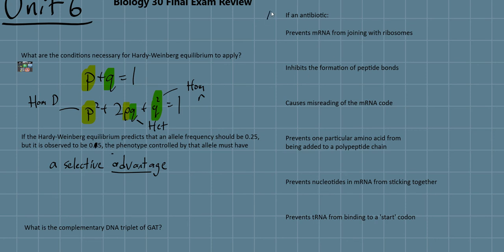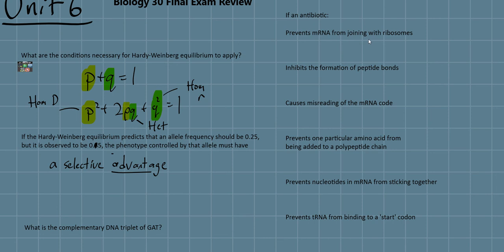Going to move over to the right here. We're going to talk about some DNA stuff. And one of the ways that we can work to fight infection is with antibiotics, and they can work in a lot of different ways. These are some things that antibiotics really could do, and one of them is that it can prevent mRNA from joining with ribosomes. If it's preventing mRNA from joining with ribosomes, then what's going to happen?